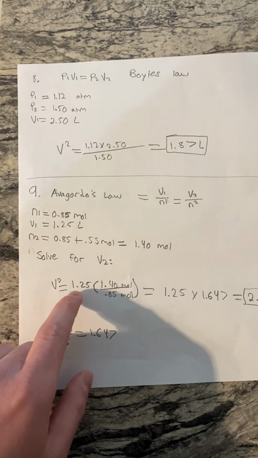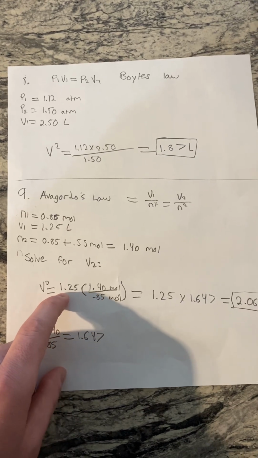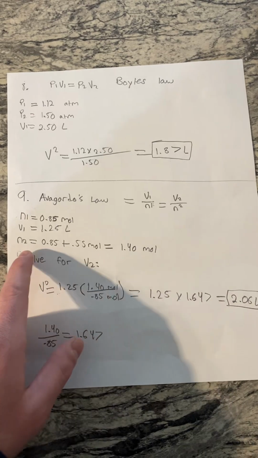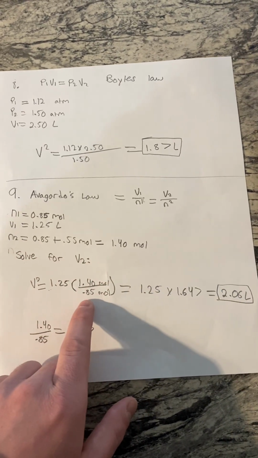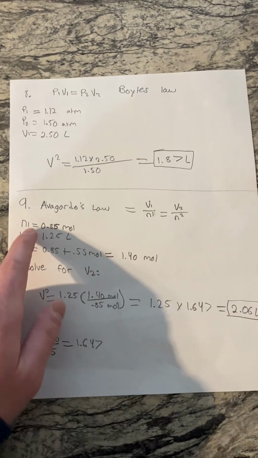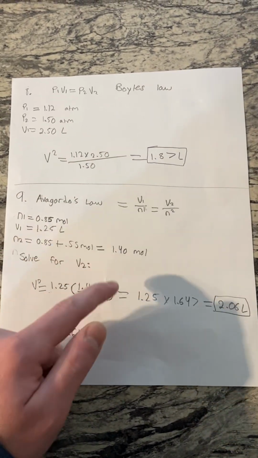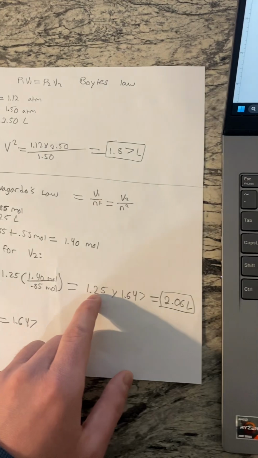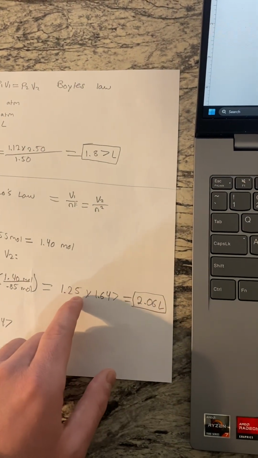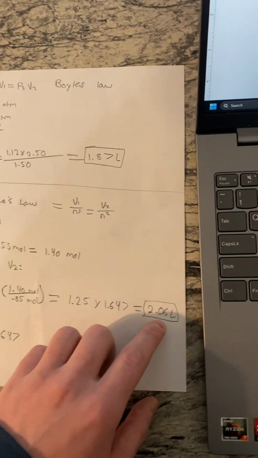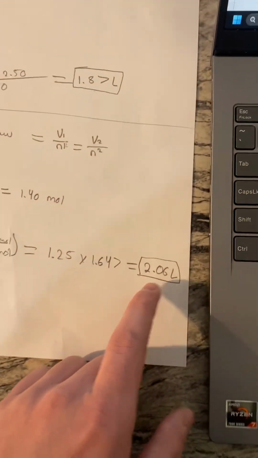So we're going to take volume 1, which is 1.25 liters, and then we're going to take number of moles 2, which we calculated previously, 1.4 moles, and then we're going to take N1, which is 0.85 moles. We're going to plug this into the calculator. We're going to get 1.25 times 1.647. That's going to equal 2.06 liters as a final answer.